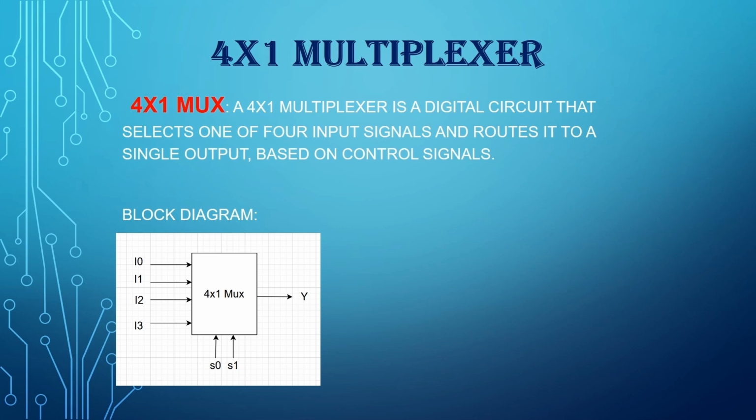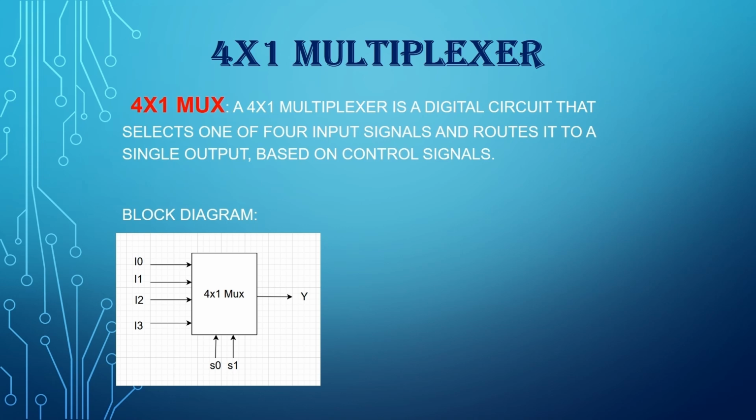In the last video, we discussed how a 2x1 multiplexer works and its Verilog code. A 2x1 multiplexer selects one of two input signals based on a control signal. Today I am going to discuss the 4x1 multiplexer, which selects one of four input signals based on two control signals. By the end of this video, you will have a clear understanding of how a 4x1 multiplexer works and how to write Verilog code to implement it. Now let's get started.